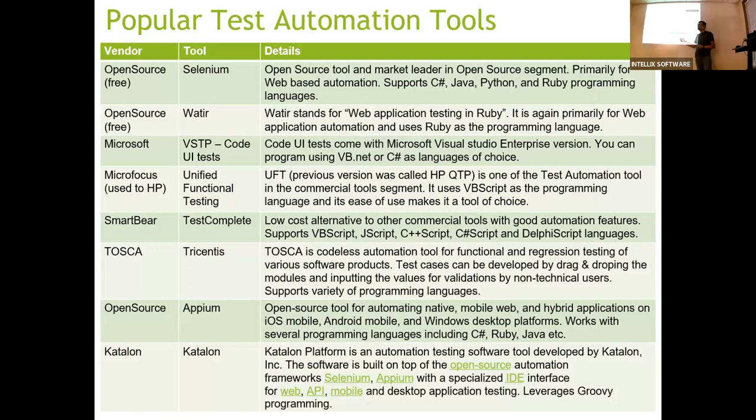Now, today we'll talk about Selenium and Watir. Where does it fit in? Because Ruby Cucumber works with Selenium and Watir. That's the reason. All other tools are similar to Katalon. So anything that you see here, VSTP, UFT, TestComplete, Appium, those are record and play type of tools. If you know Katalon, you should be able to pick that up.